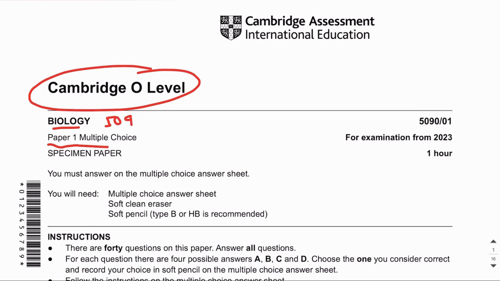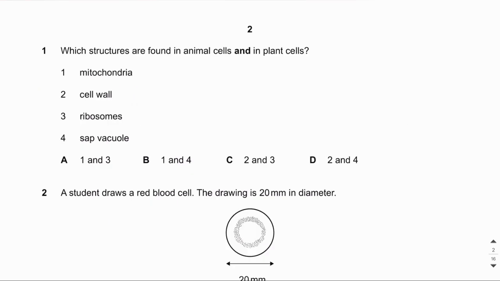Assalamu alaikum everyone. In this video lecture, we will be discussing paper 1 of O-level biology 5090. And this is the specimen paper for the examinations from 2023. So you all know that from 2023, the Cambridge will be testing the new syllabus, and only specimen paper for the new syllabus is available. So let's solve it. MCQ number 1.